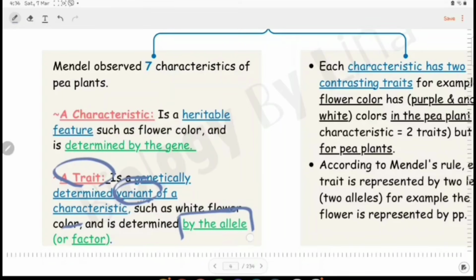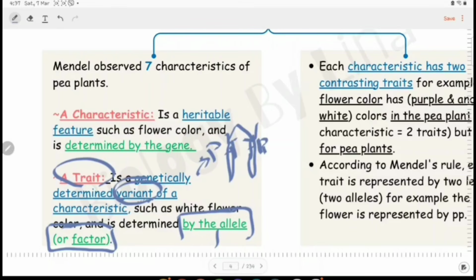And it's determined by what? It's determined by letters. These letters are named alleles. For example, a gene is responsible for the flower color, and both letters together represent a gene. But when I mention only one letter, this one will be an allele or factor. So a trait is determined by an allele, while a character is determined by a gene.